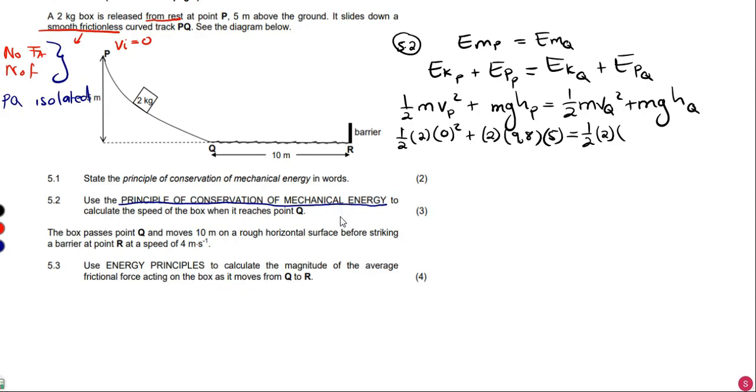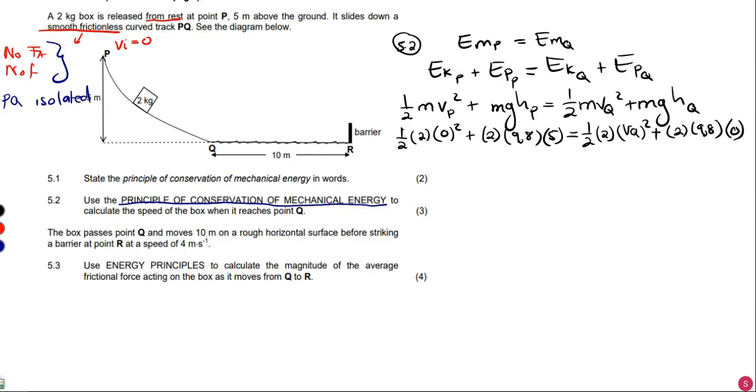Use energy principles to calculate the speed of the block as it reaches point Q. So we are looking for the velocity at Q, plus the mass again, which is 2 kg, times the gravitational acceleration, which is 9.8. Now what's the height at Q with reference to the ground? It's just 0, right?